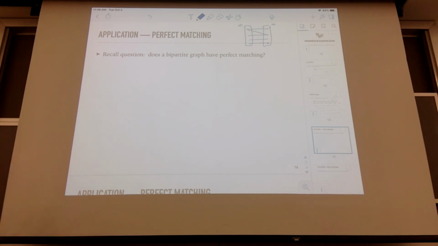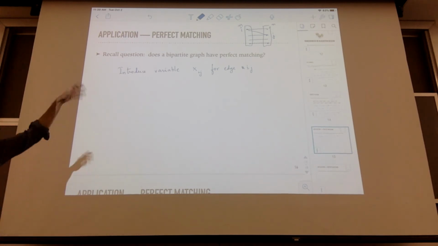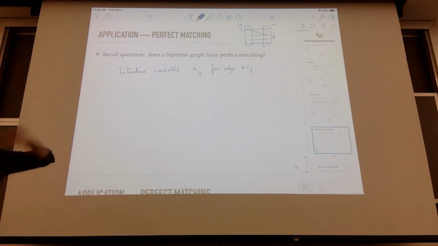It turns out that, suppose I introduce a variable x_ij for edge ij. If there is an edge between the ith child and the jth gift, that means the happiness value here is 1. No edge means the happiness value is 0. So introduce a new variable of this kind.